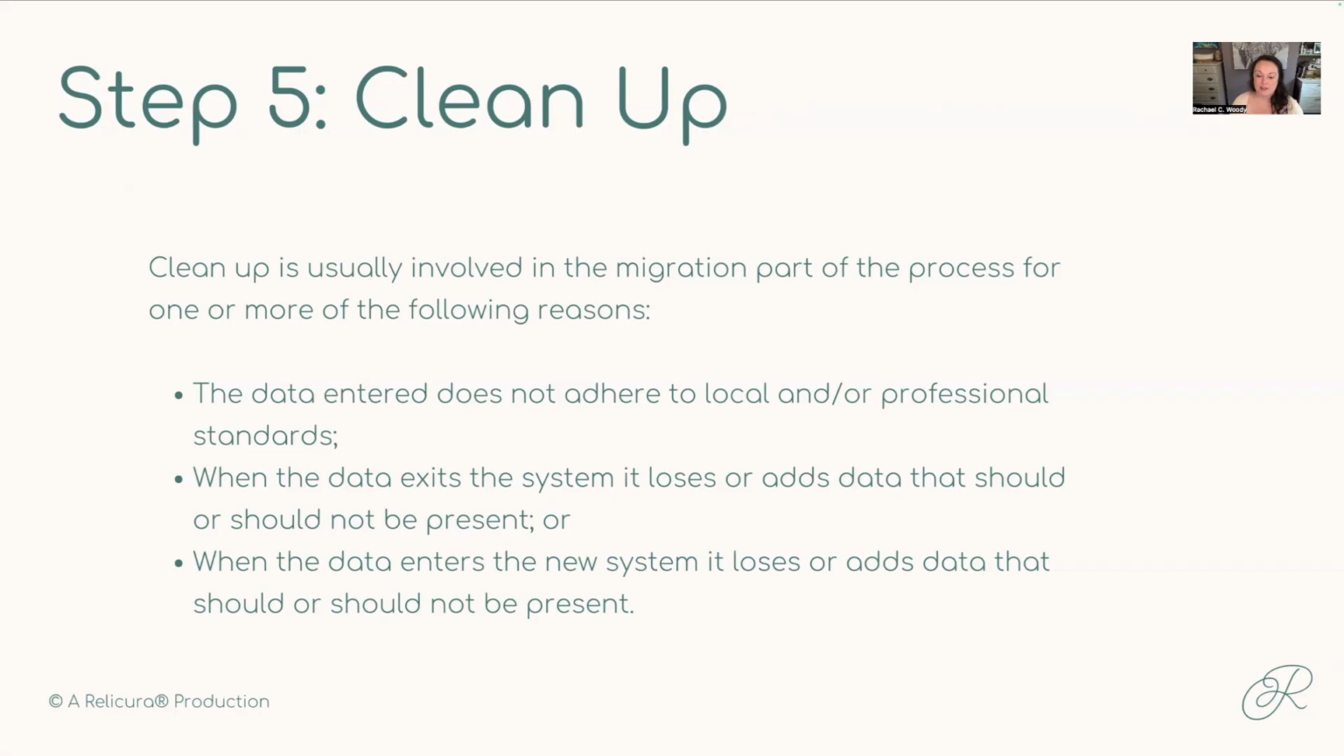When the data exits the system, sometimes it loses cohesion, for lack of a better word, or there are things that you know are in the system that are not present, so it's not exporting correctly. Or when the data enters the new system, it's either losing or adding data for some reason that should or should not be present. So there's a few different points in the process where data could be missing something, not meeting standards, or being corrupt. A number of different ways, but things to keep in mind, and add to the cleanup list depending on what you're finding.